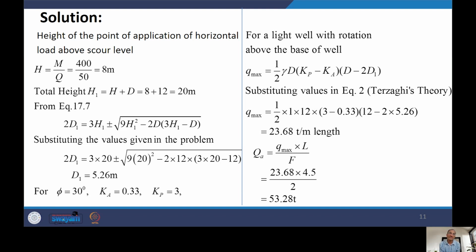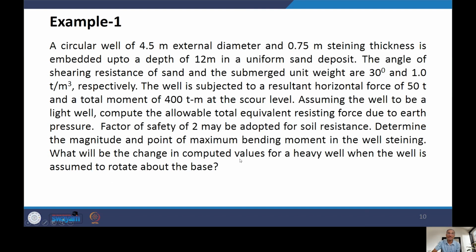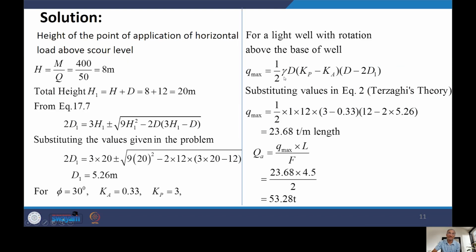And gamma, because here the unit weight is given, but it is saturated, so the unit weight given to you in this question, 1 ton per meter cube, is the submerged unit weight. Because for the saturated state, gamma should be the submerged unit weight. So gamma is 1, D is 12, and (3 minus 0.33) divided and multiplied by (B minus twice D1), where D is 12 and D1 is 2, into 5.26. So with that Qmax, you find the value, which is 23.68 ton per meter length.